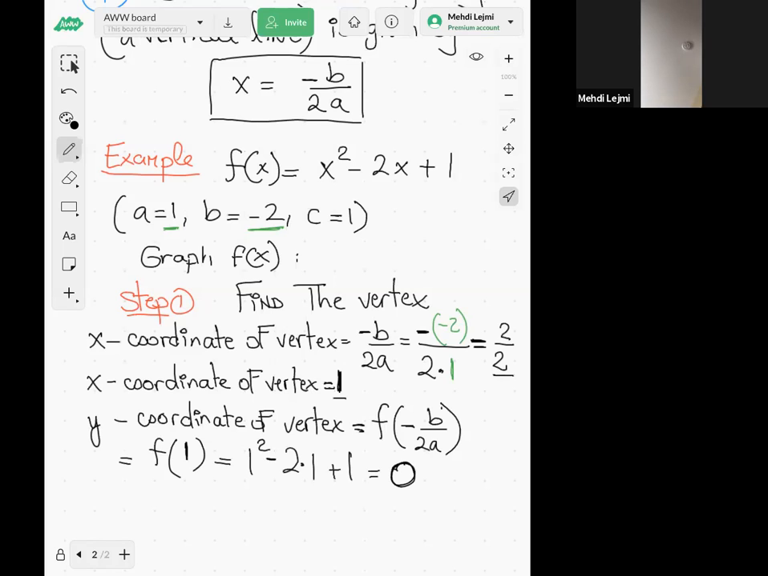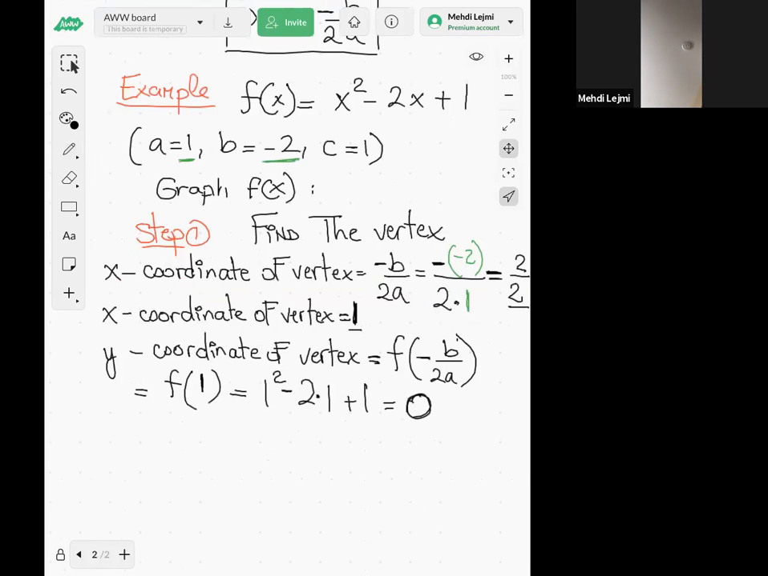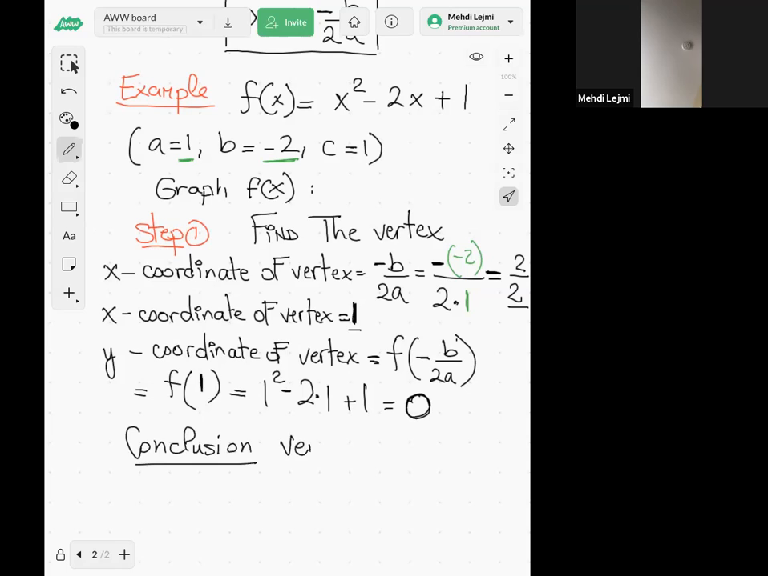So the conclusion of the first step, the coordinates of the vertex: the x coordinate is positive 1, and the y coordinate is f of 1, which is 0. So the vertex is going to be the point (1, 0). Right? Is there any question, guys, about how I got this vertex?